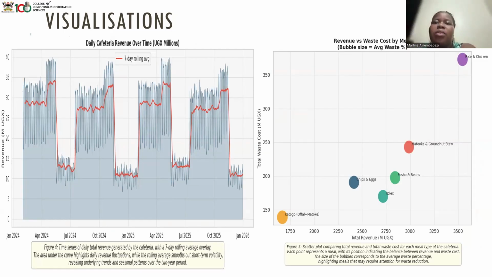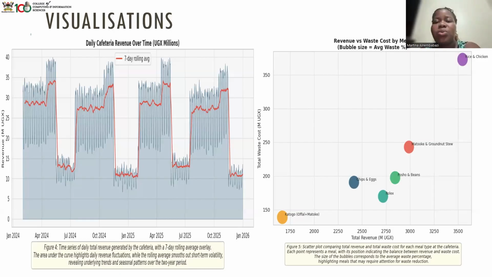Okay. For the next visualization, we have two. We have a time series of daily total revenue over time, and then we have one for revenue versus the waste cost by meal, and that's the scatter plot. So for the first visualization, our data comes from 2024 and 2025. Within the months, we have noticed that we have high revenue collected and low revenue collected depending on the month by these different cafeterias.